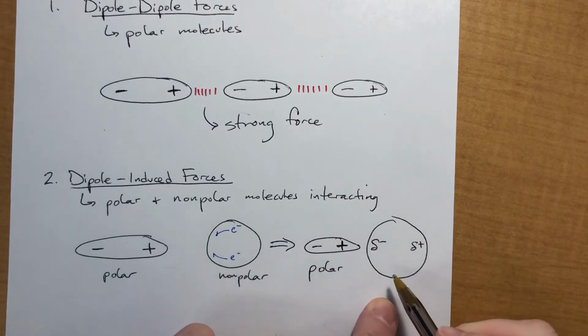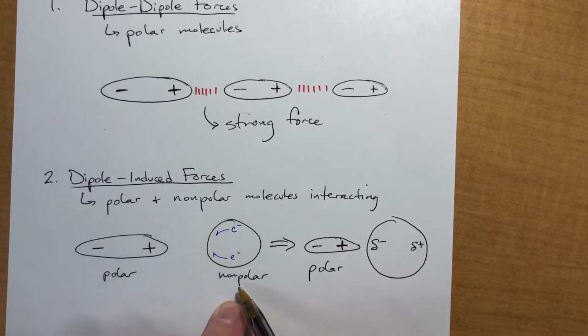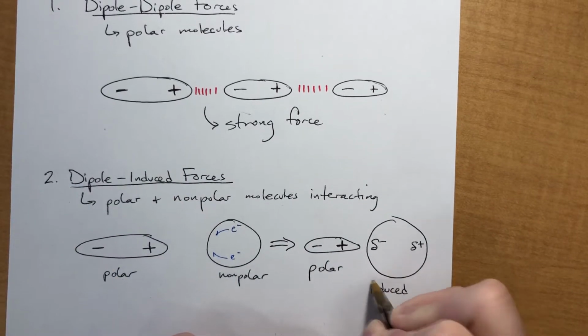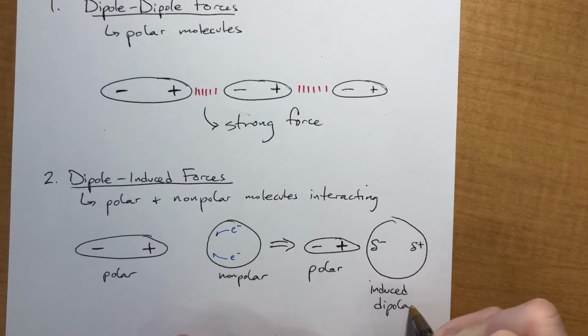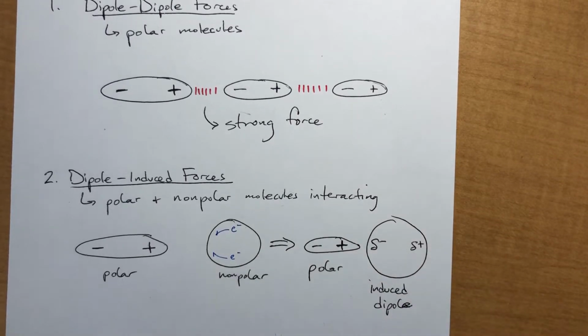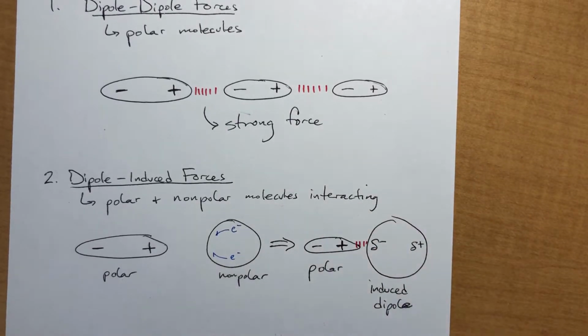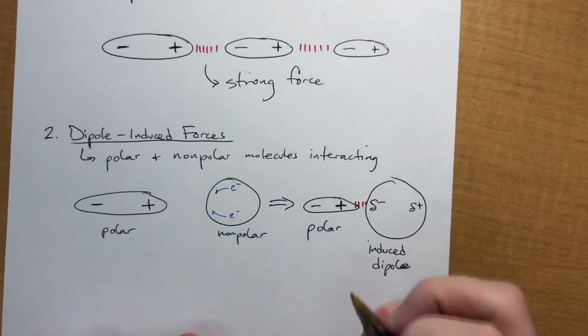This is now what's called an induced dipole. It wasn't polar to begin with, but the electrons have gotten moved around to the point where it is slightly polar. Oops, induced dipole. Okay, so what we're looking at is the interaction between these two things. This is a really weak force.